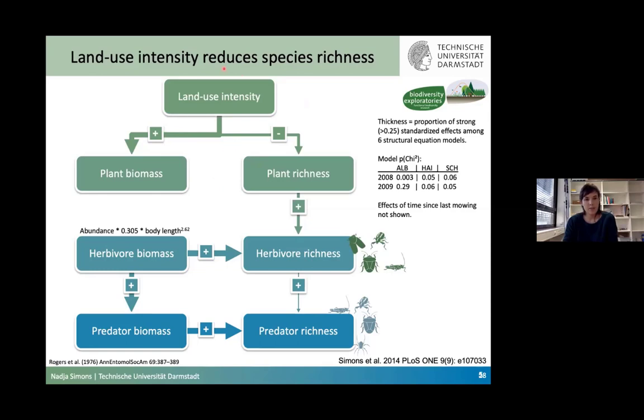At the same time, land use intensity decreased plant species richness. And while the increase in plant biomass did not affect the biomass of herbivores, the decrease in plant species richness led to a decrease in herbivore richness, because the more plant species available, the higher the richness of herbivores. On the other hand, predator richness was not as strongly determined by herbivore richness, but much more strongly by predator biomass and herbivore biomass. So for higher trophic levels, it seems that resource availability and abundance is much more important than resource diversity.